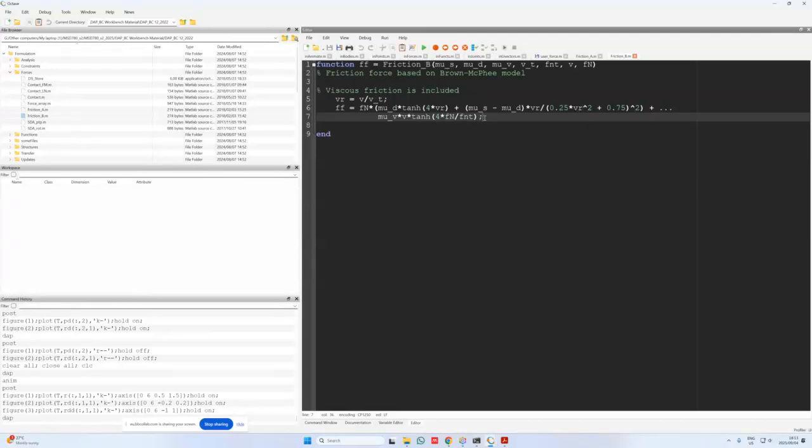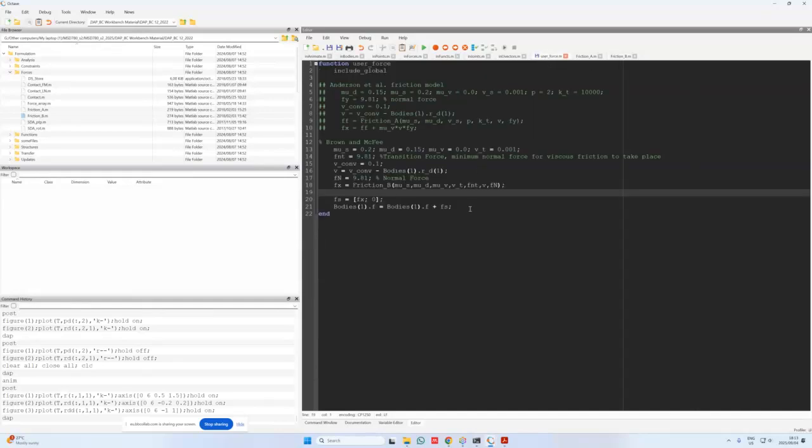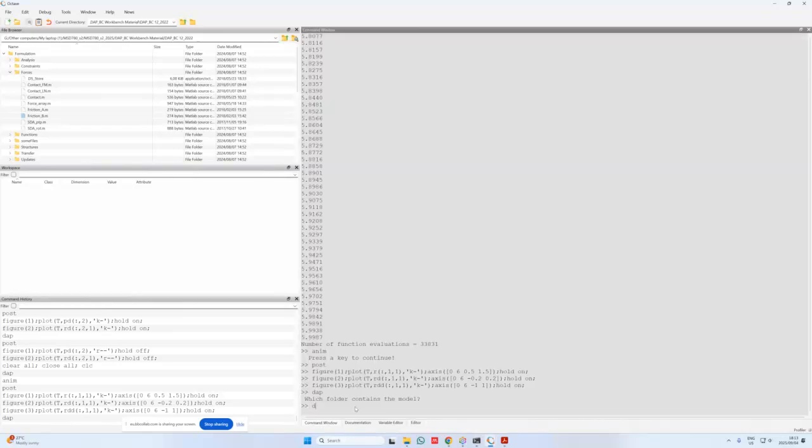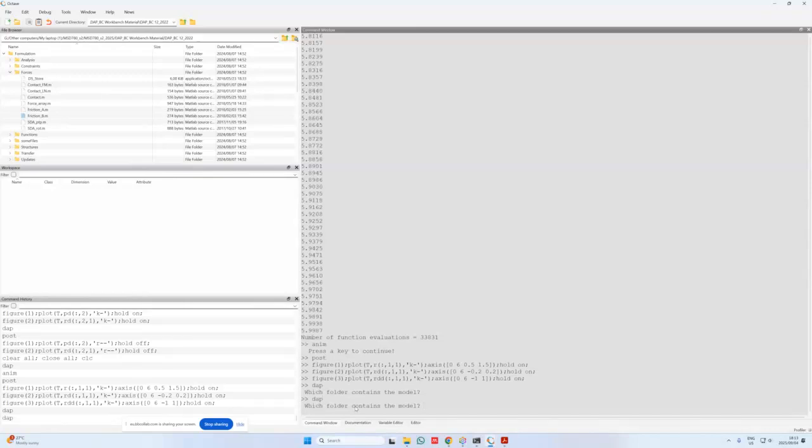Everything is handled in-house in the friction B script that I have available. All right. Then Fs and the body forces are updated in the same fashion. If I'm happy with all of this, I just save the user force input file again. And now I can go to my command window, type in DAP, which folder contains the model.